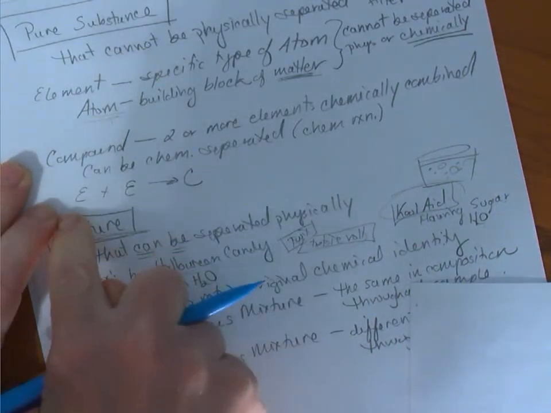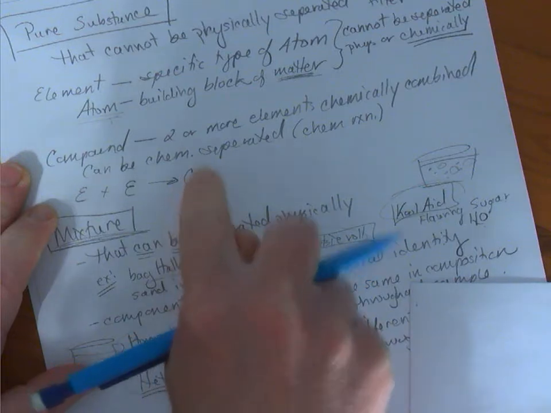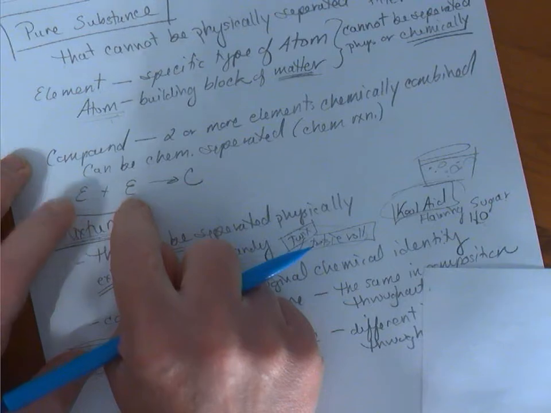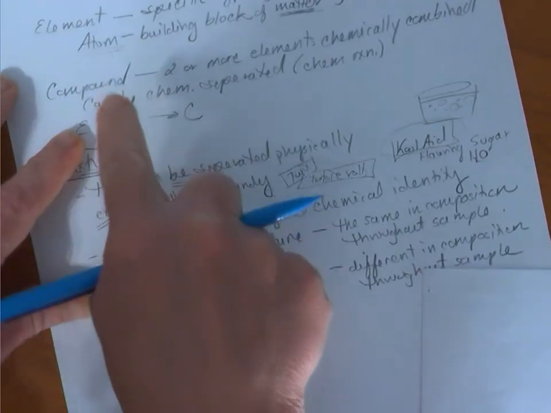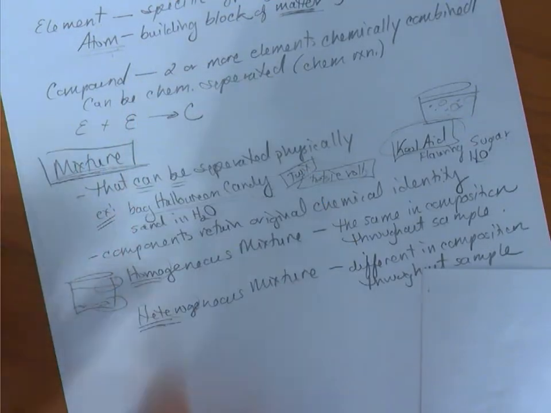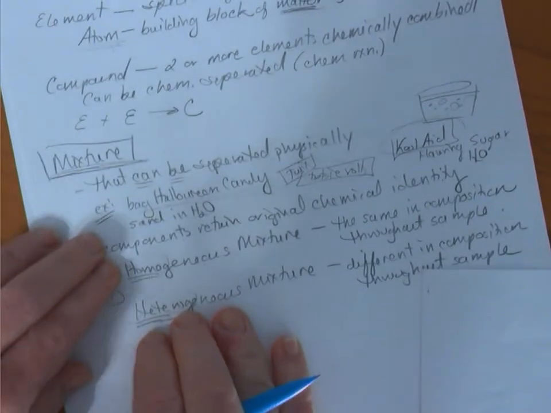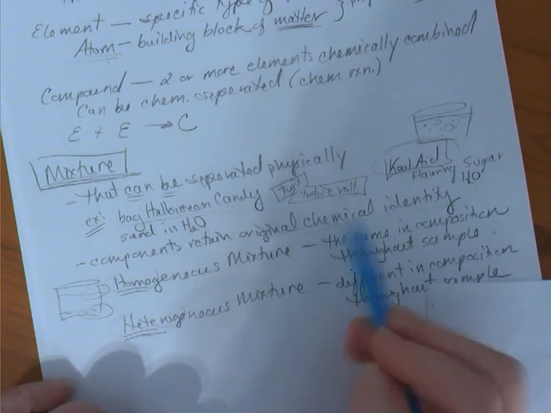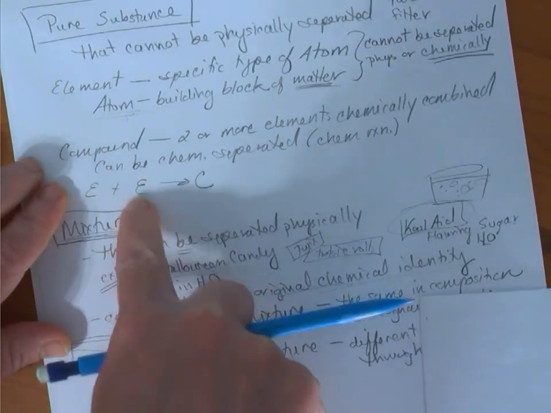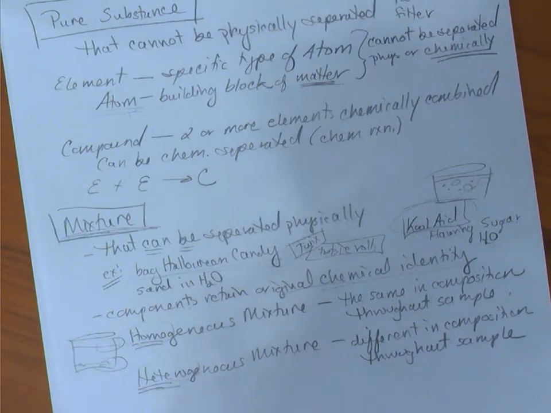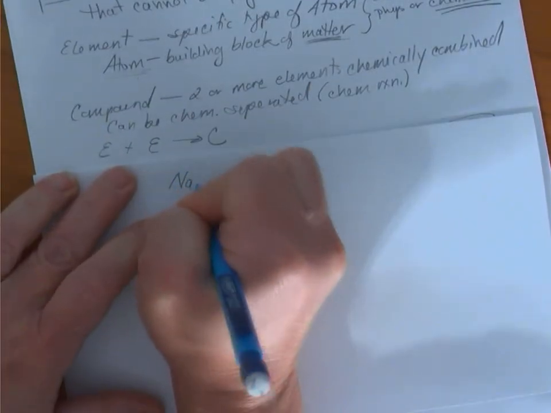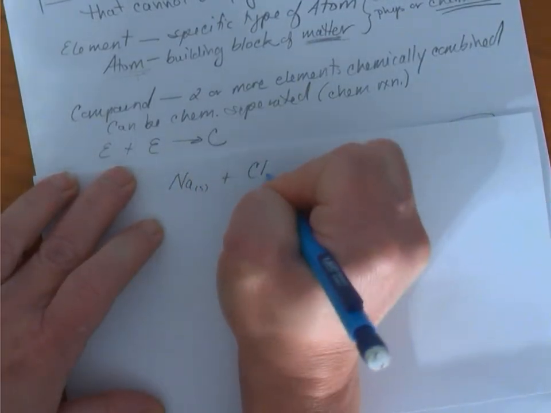But your compound has totally new properties and a new identity than the individual elements that made it up. So that is what distinguishes a compound from a mixture. Remember, a mixture is two or more substances that come together and they retain their own chemical identity. Not so with elements combining. And a great example of that is reacting sodium with chlorine.